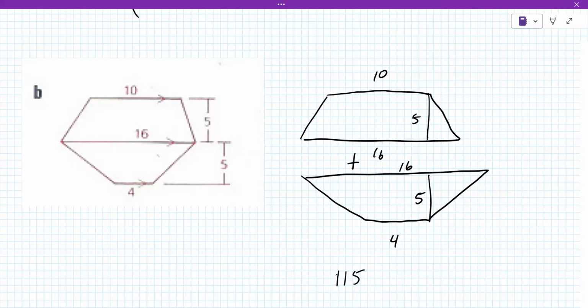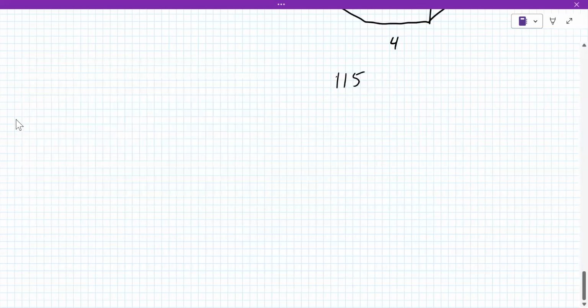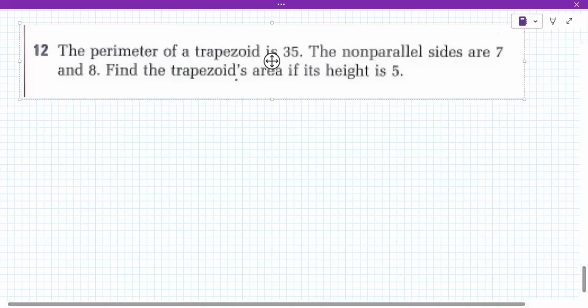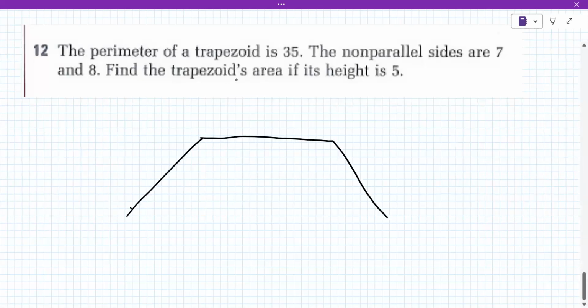On to number 12, which is a problem that does not contain the shape. It's decidedly more difficult when you don't have the shape because you have to draw it and try to get it right. Again, just draw your favorite trapezoid. You don't have to be accurate, just have to draw something.